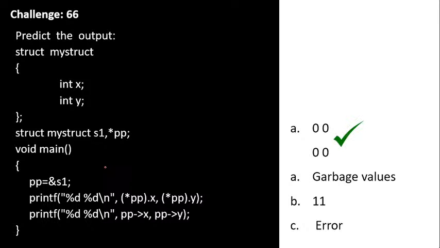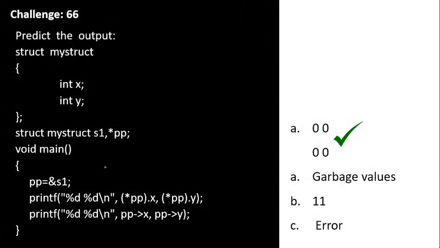Yes, I'll quickly discuss this question. Let me see how many questions we have. This is the last question. Okay, so write the output. Struct my struct. I'm creating structure variables x and y. Then struct my struct, I'm creating a structure variable called s1 and a pointer variable called star pp. Now in the main function, I am copying the address of the structure variable to pp.